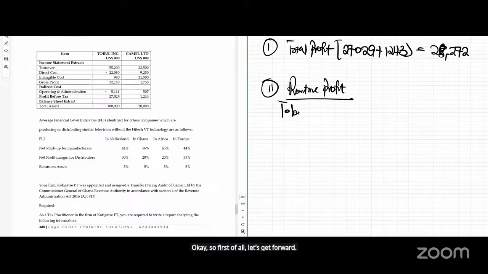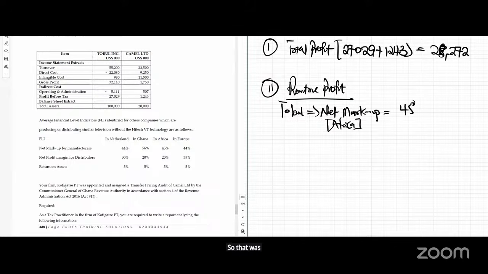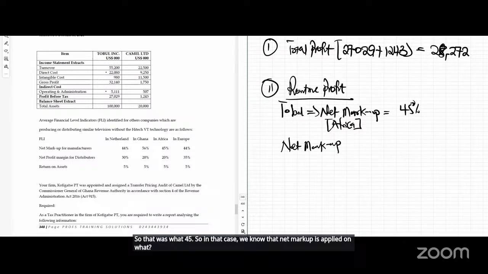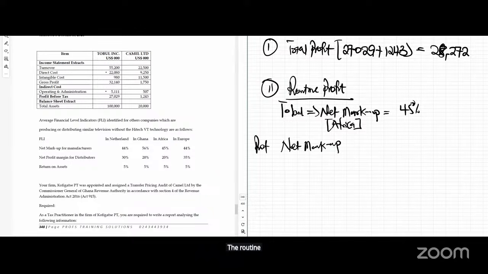Okay. So first of all, let's get forward. Tobo, we are going with net what? Tobo is a manufacturer, so we are going to use net markup. Where? In Africa. So that was what? 45%. So in that case, we know that net markup is applied on cost. The routine profit is 45% net markup times cost. So let's get the cost of Tobo.